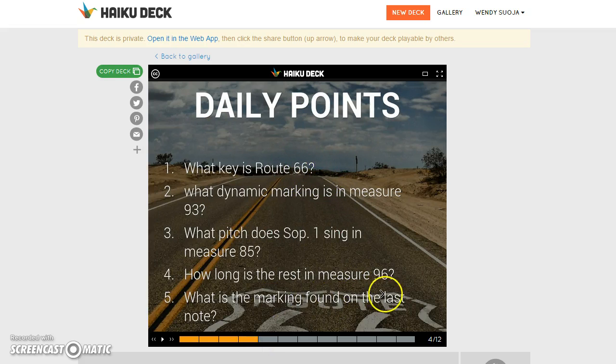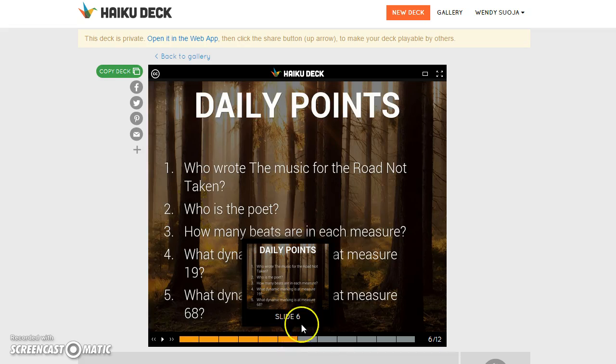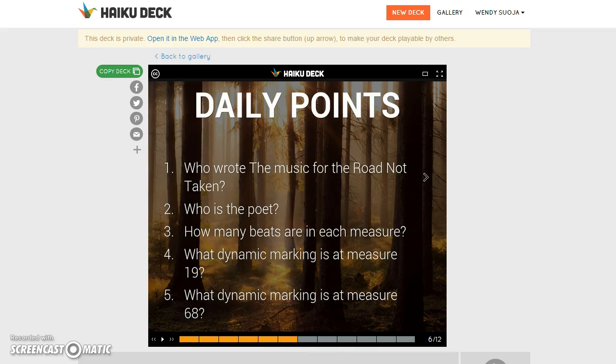This is called Route 66, this piece. I found a fun graphic that I could add to that, and then I asked them specific questions about that piece. So I thought that was kind of a fun way for me to get personal with those specific pieces, and then also gauge whether or not they know the answers to the questions.